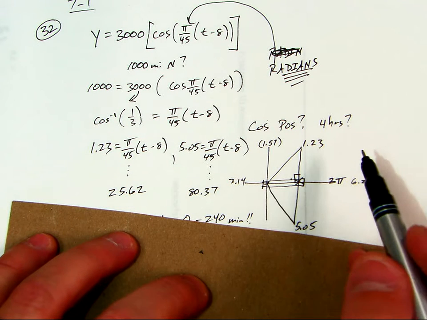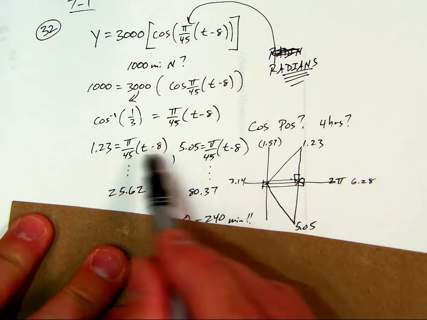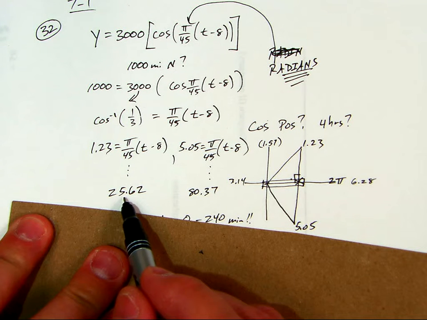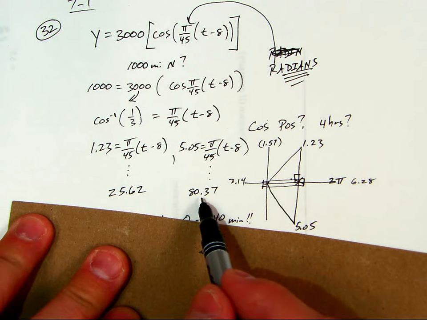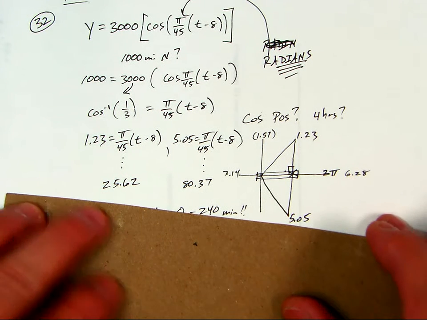So now this is how you get the multiple answers. If you do the inverse operations, I'm going to leave that to you guys to figure out. You get 25.62 minutes and 80.37 minutes. But that's not the full answer. As most of you see on this problem, there's 5 answers to get.